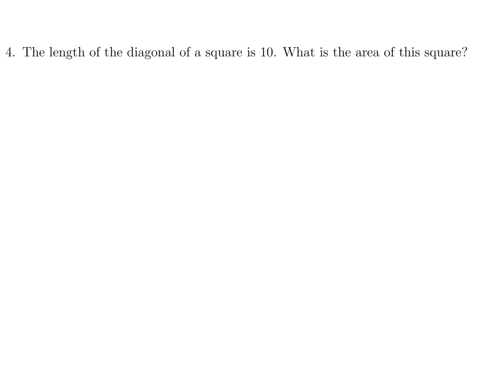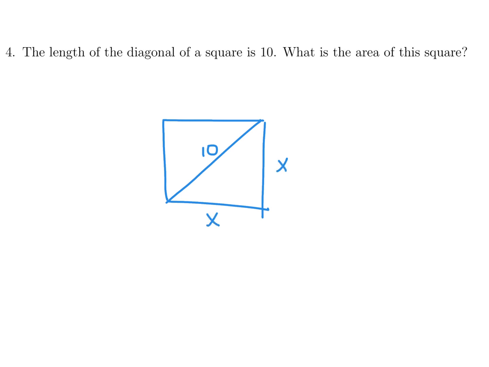The length of a diagonal of a square is 10. What is the area of the square? So let's just draw a square. And then the diagonal, they're saying, is 10. Now the square has sides of x and x. So using Pythagoras, x squared, because this is a right angle, plus x squared is 10 squared. So 2x squared is equal to 100. And therefore x squared is equal to 50.